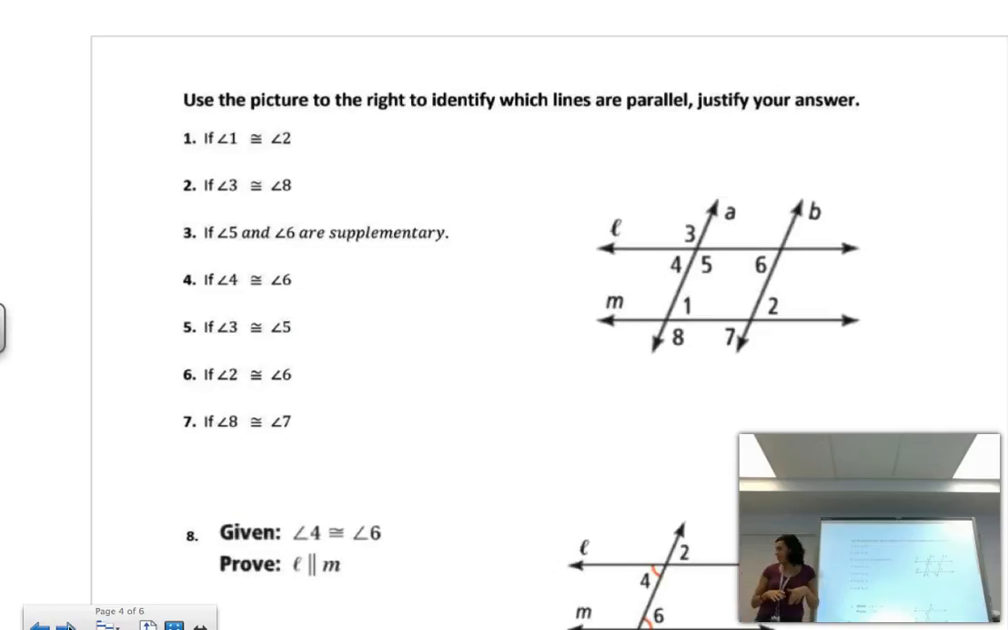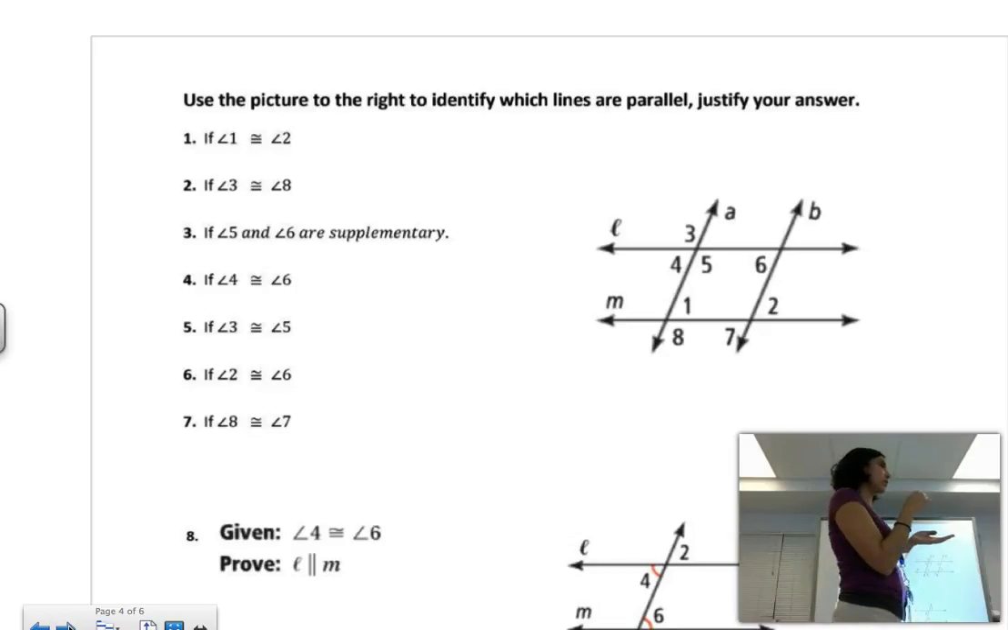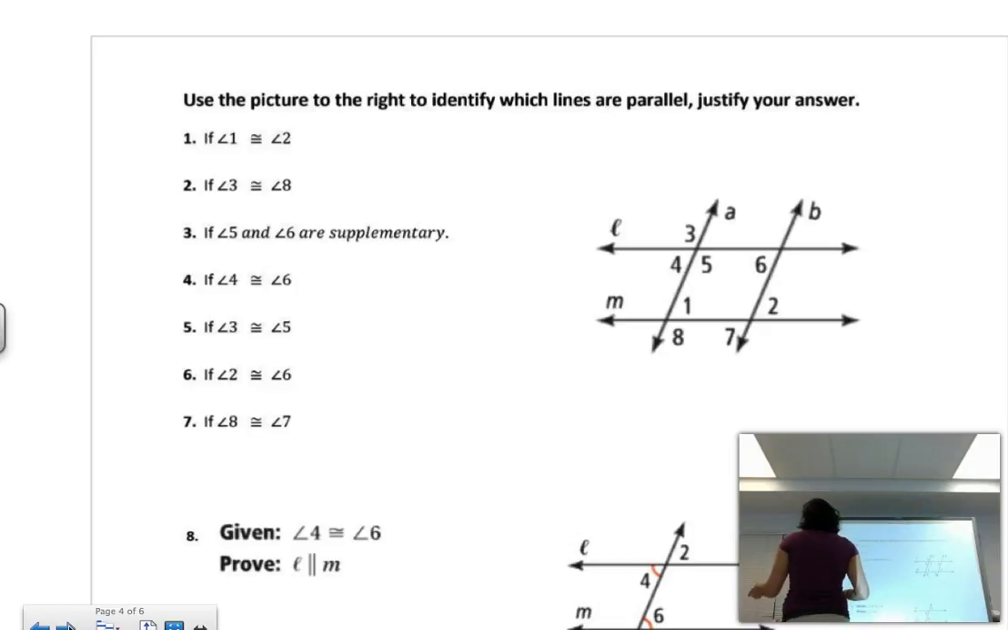So let's look at this page. Now those theorems and postulates are just for your viewing pleasure. So you need to know those. You need to know the names and you need to know the relationships.